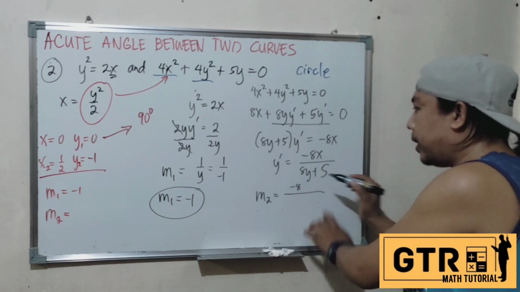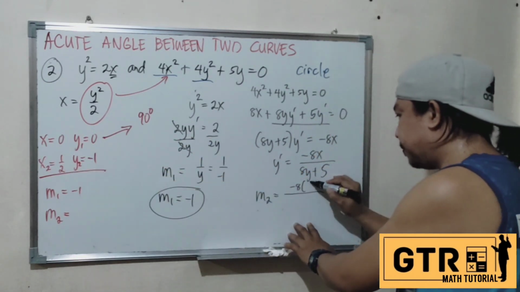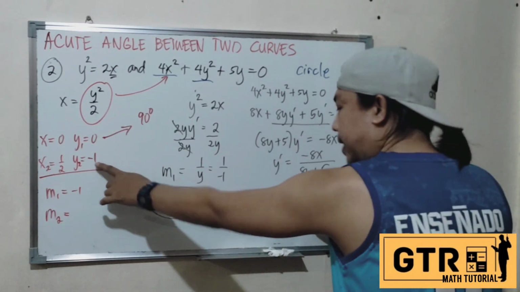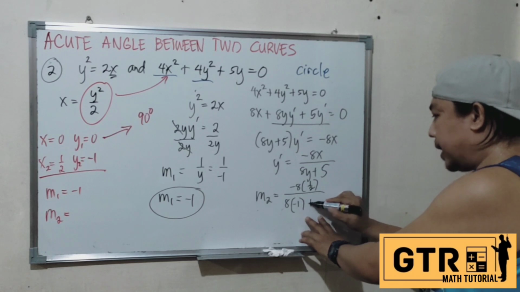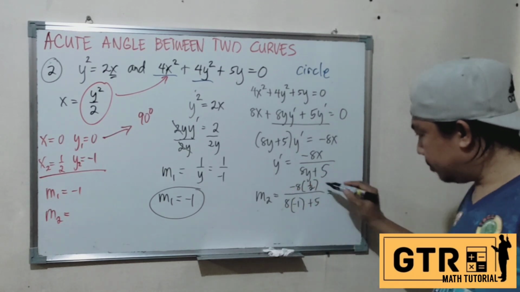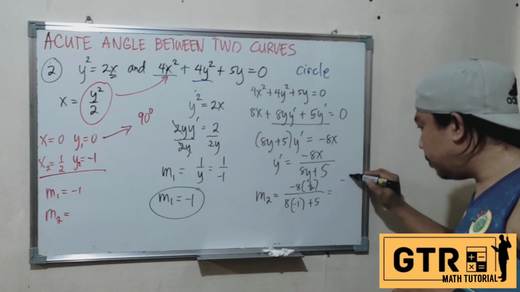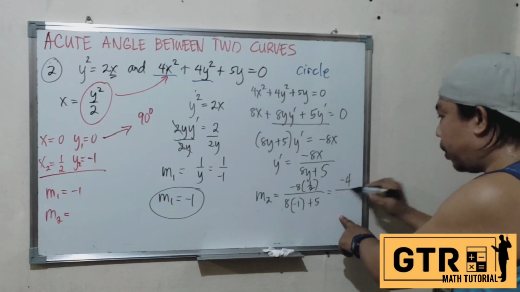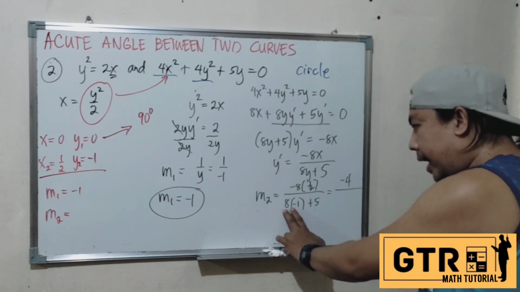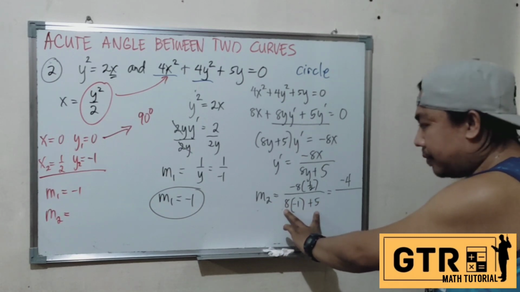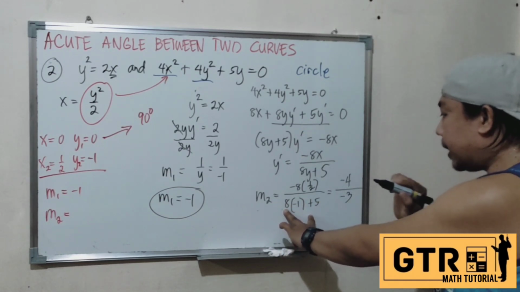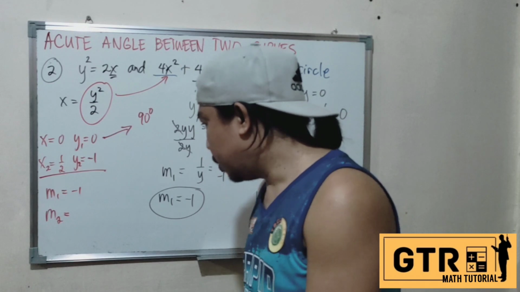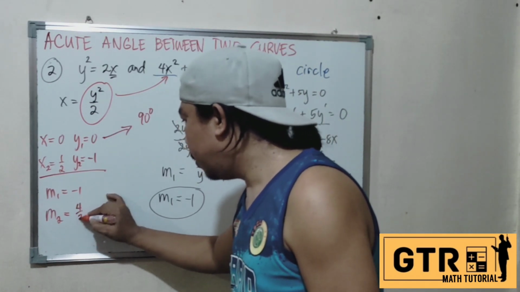Then substitute the values of x and y. So therefore, we have negative 8 times the value of x, which is 1/2, over 8 times the value of y, which is negative 1, plus 5. Negative 8 times 1/2, that is negative 4, over negative 8 plus 5. Negative 8 plus 5 is equal to negative 3. So therefore, m sub 2 is equal to positive 4 over 3.